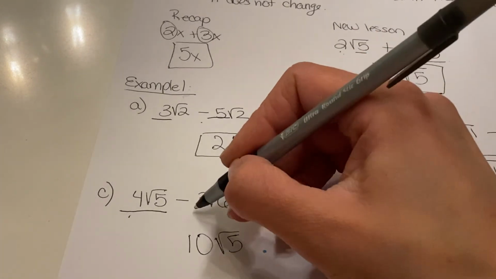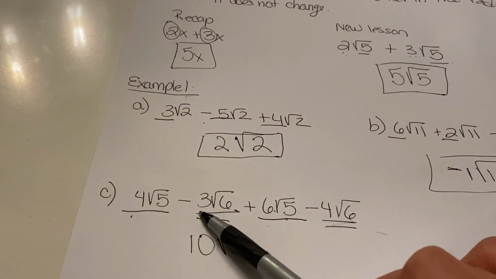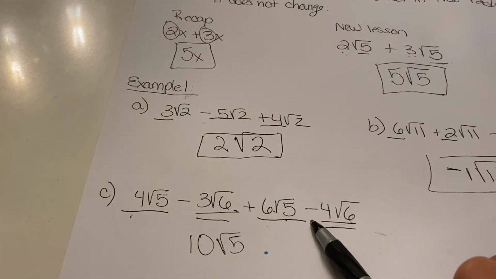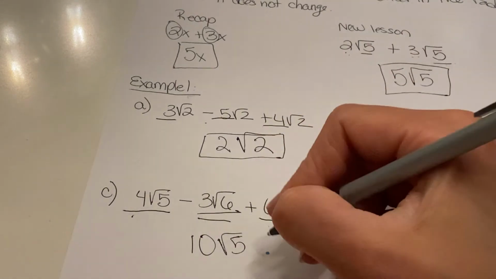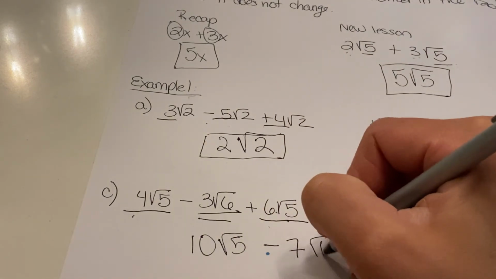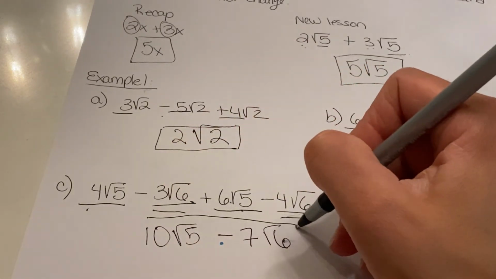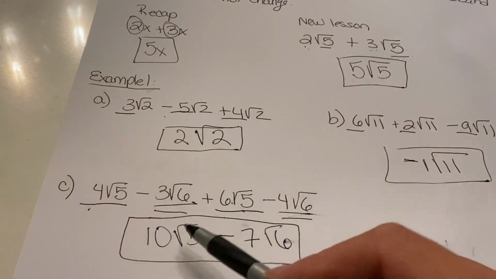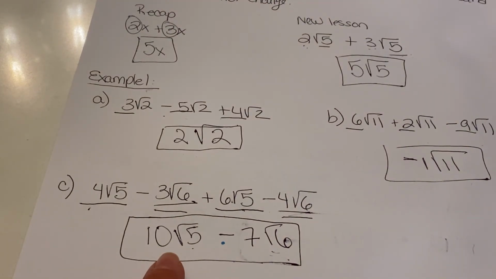Next, I'm going to double underline this one. I get negative 3 minus 4. They're both negative. That tells you that you're going to add to get a negative 7, and you leave the radicand the same. Now, this is your final answer because these two terms have different numbers inside the radicand. So your final answer is 10 radical 5 minus 7 radical 6.